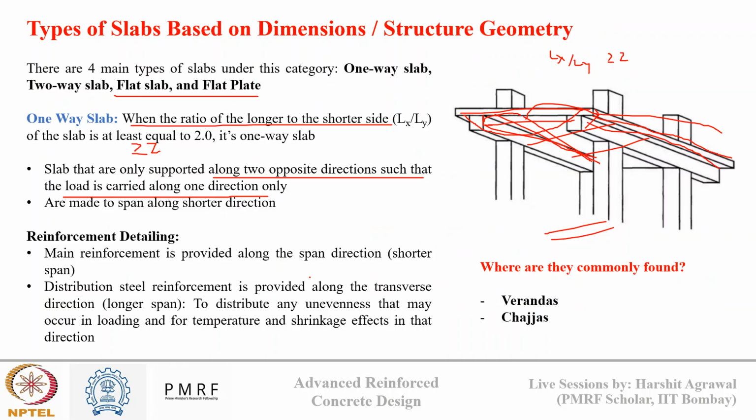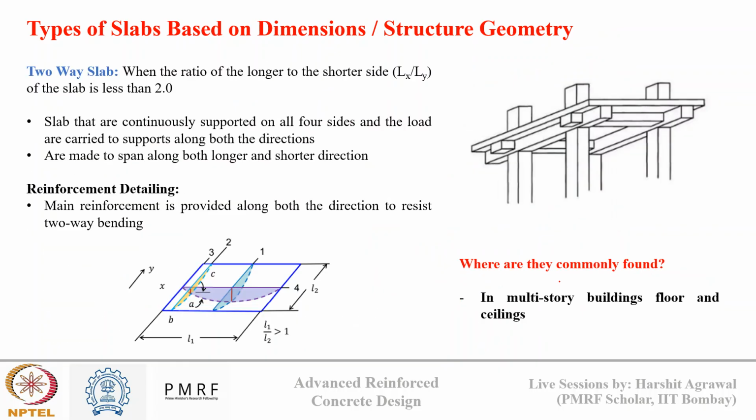Now, where will we find such one-way slabs in practice? They are commonly designed for verandas and chajjas where load requirements are relatively less. So in such places you will see one-way slabs are present.